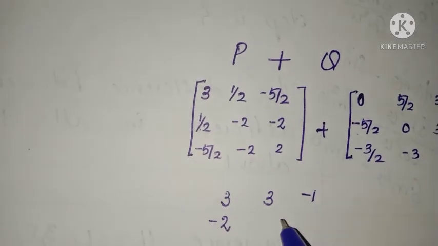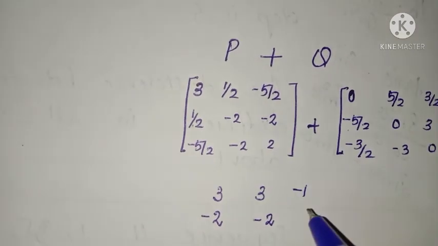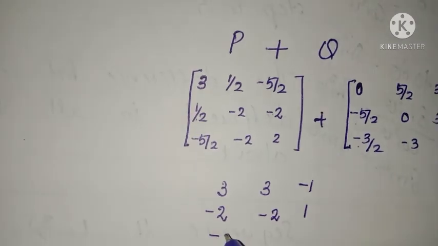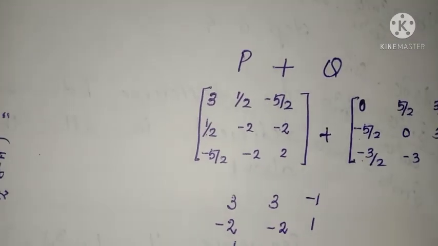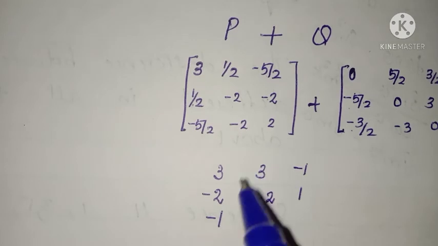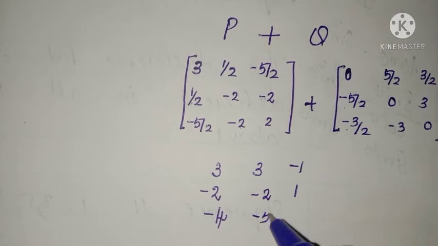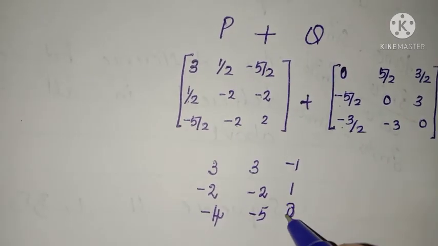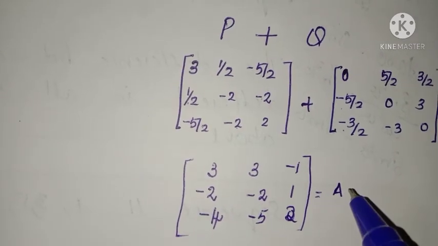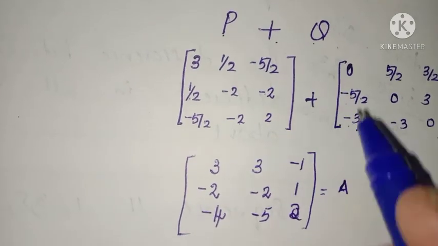That is minus 2. Minus 2 plus 0, minus 2. Minus 2 plus 3, 1. Minus 5 by 2 plus minus 3 by 2, minus 8 by 2, that is minus 4. Minus 2 plus minus 3, minus 5. 2 plus 0, 2. So this is our given matrix A.